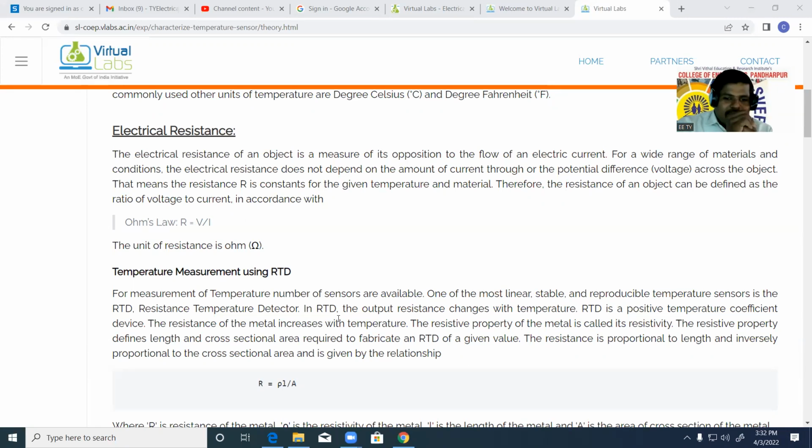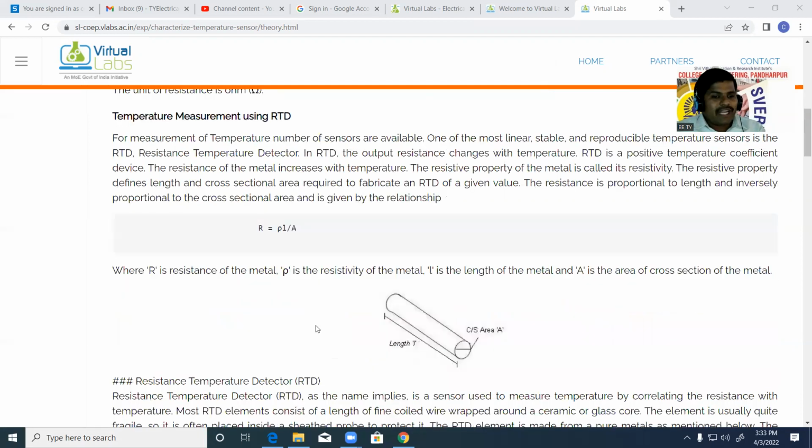See, the resistive property of the metal is called resistivity. We are using rho, and the resistive property defines the length and cross sectional area required to fabricate an RTD of a given value. Resistance is defined as R equals rho L divided by A, where L is the length of that conductor, A is the area of that conductor, and rho is the resistivity.